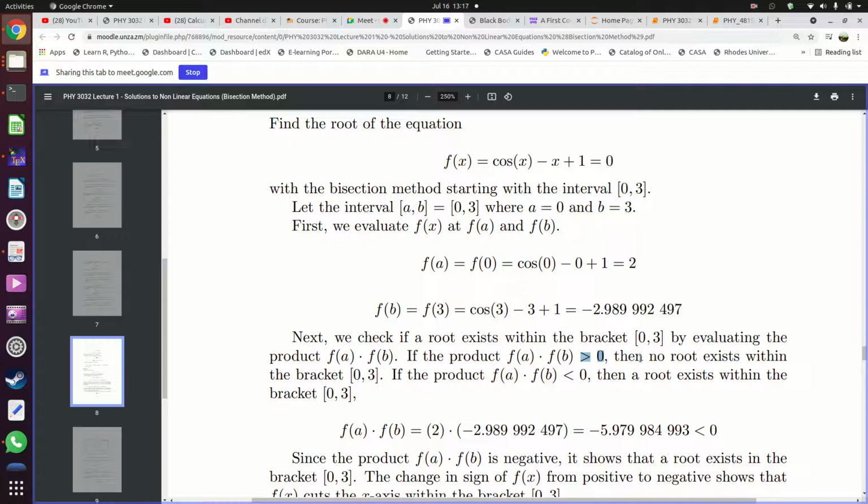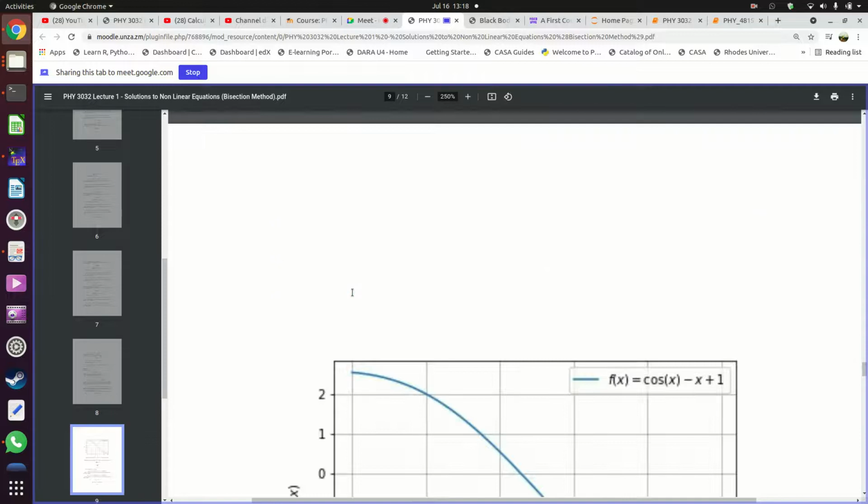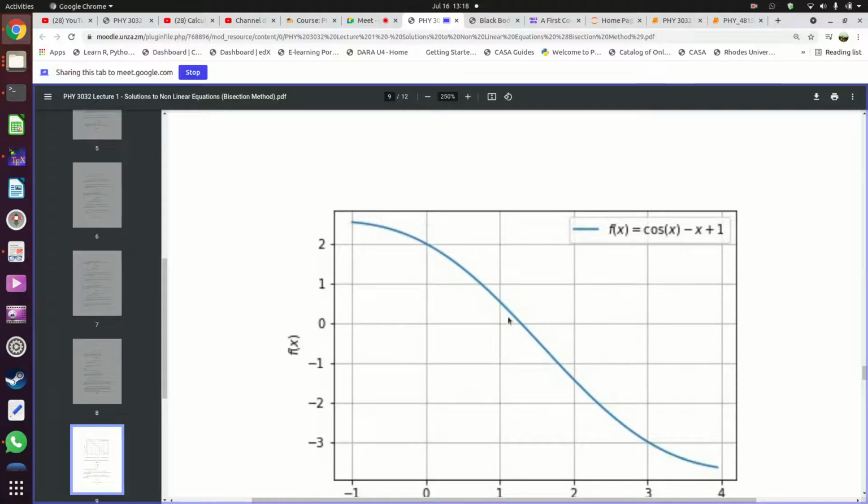This is a step which always has to be done. If you are given a bracket 0,3, you always have to make sure that in that particular bracket there is actually an answer, a root there. If the product f of a times f of b is negative, then it means that a root exists in this particular bracket 0,3. Basically, what it means is that your function has crossed the x-axis. It has changed from being a positive function to a negative function, or from a negative valued function, it has crossed the x-axis and is now positive valued.